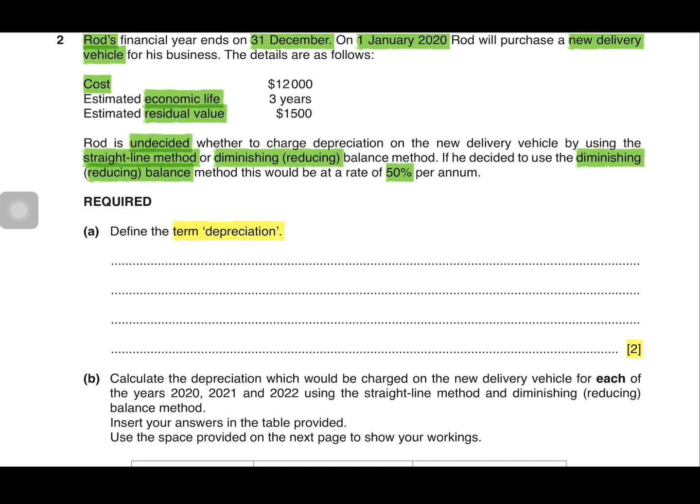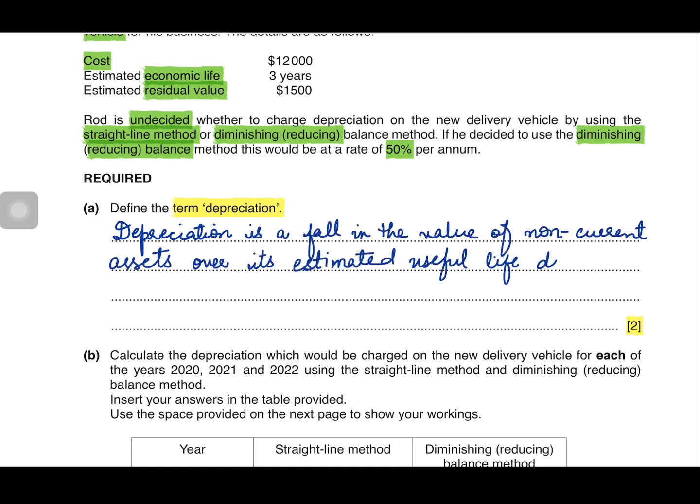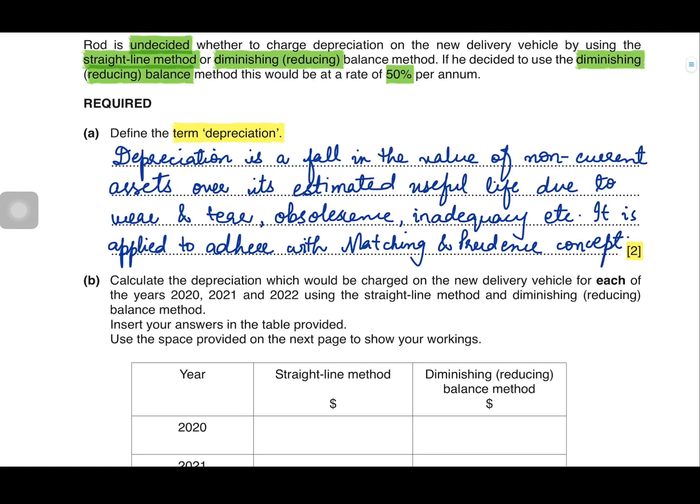Now the first requirement is explain the term depreciation, for 2 marks. We can write that depreciation is a fall in the value of non-current asset over its estimated useful life, and the reasons for depreciation as well, right? So let's write that down. Even after writing the reasons, I had more space, so I added one more point.